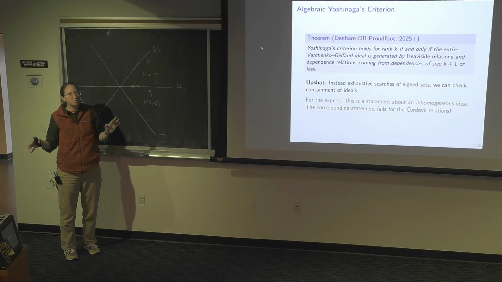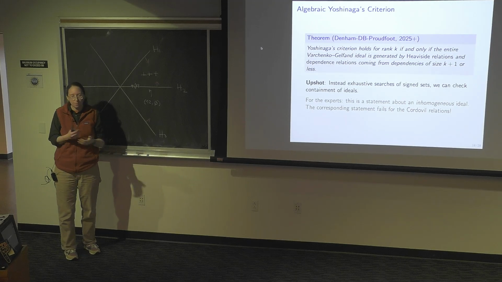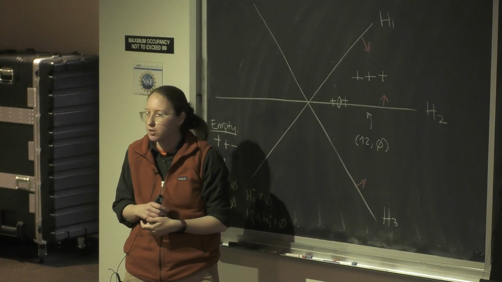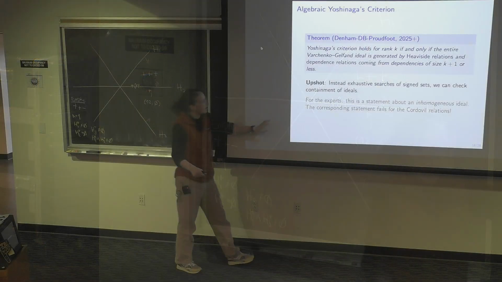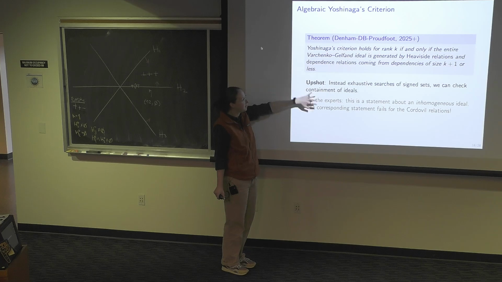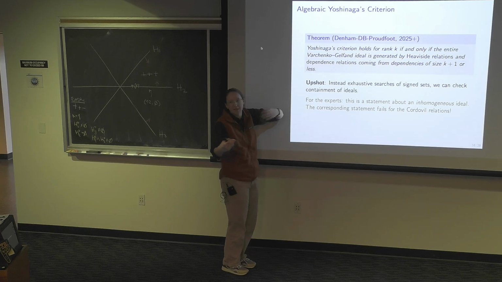For those of you who are experts, this is not a Cordovil statement. If you take the naive statement for the Cordovil relations, they're not always the same. So just as a warning, this is a filtered ring, and this is a graded ring because you take the top degree components. But the statement doesn't work there. You need a different generating set.